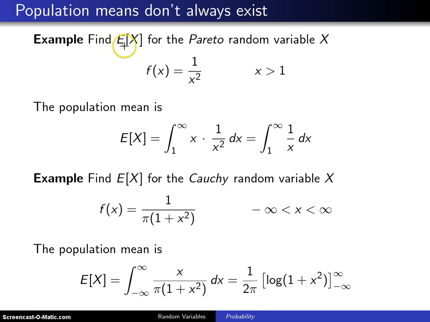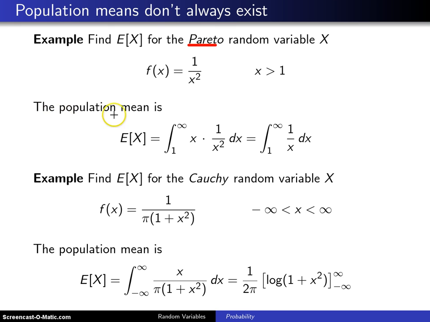First example, find the expected value of x for the Pareto random variable x with a probability density function that looks like this. Now, the Pareto distribution is used to model incomes. This number over here is generally going to be a minimum wage, and the shape of this distribution will tell you whether everybody is tightly clustered around the minimum wage or spread out more or less. This is a special case of the Pareto distribution.